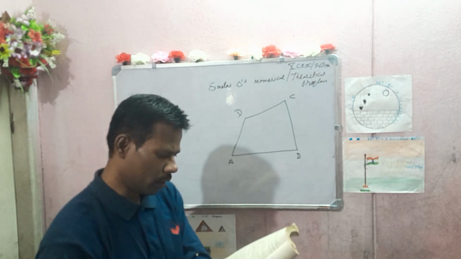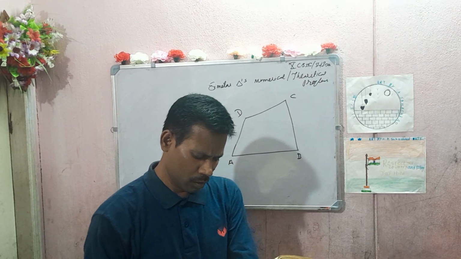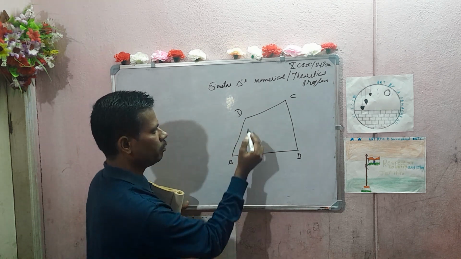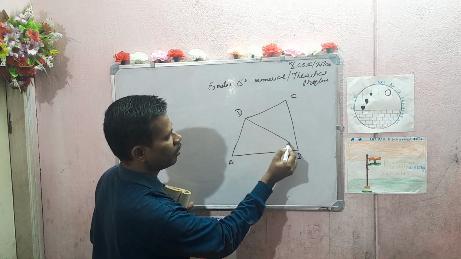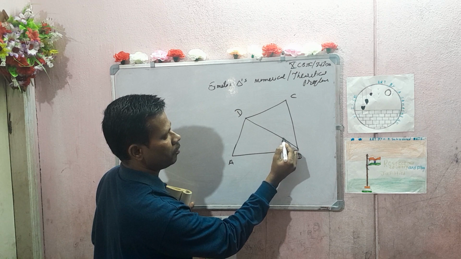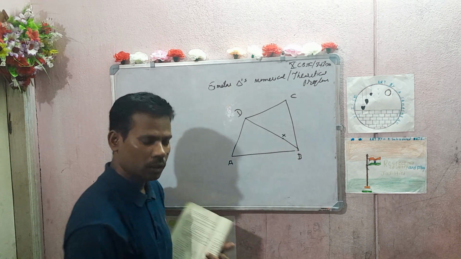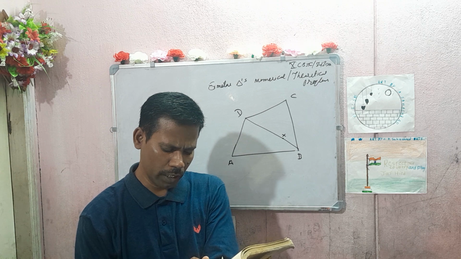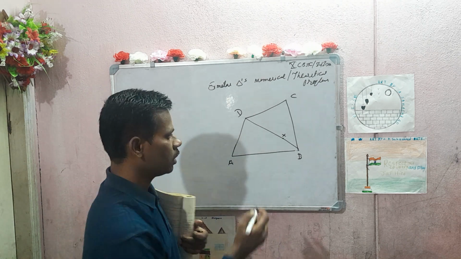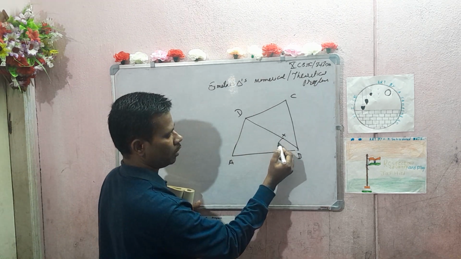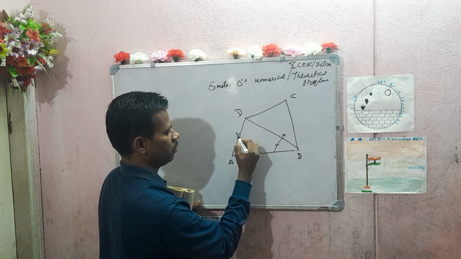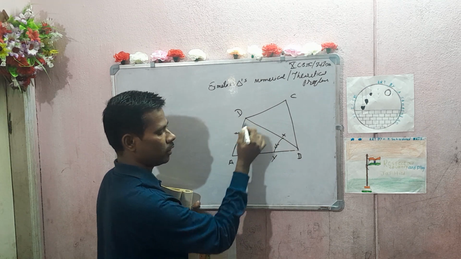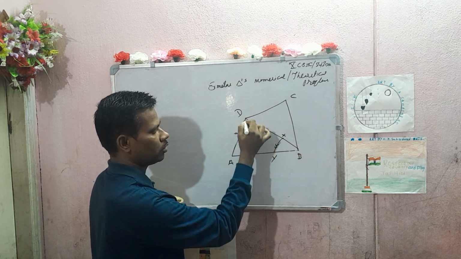X is any point on the diagonal BD of a quadrilateral ABCD. X is any point means I want to take here X. XY is drawn parallel to DA. That means this XY is drawn parallel to DA.